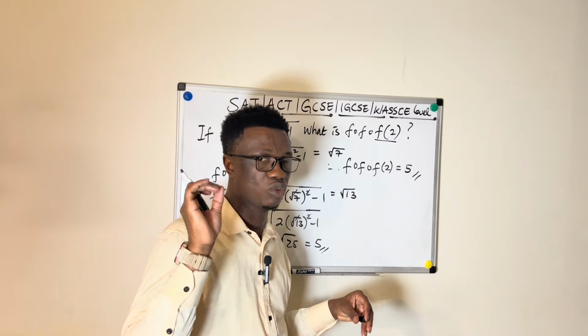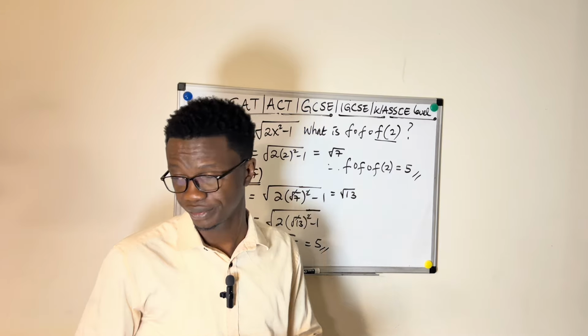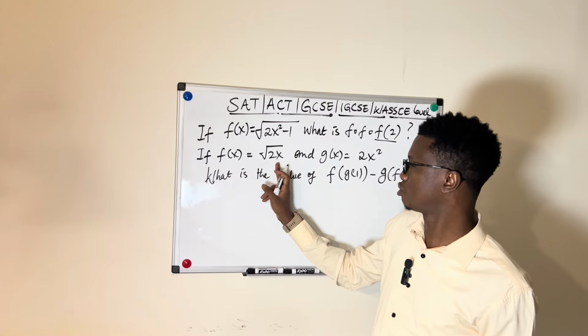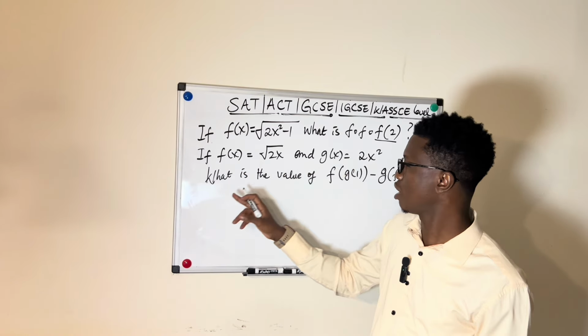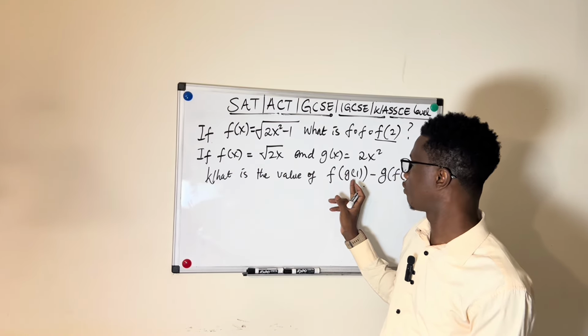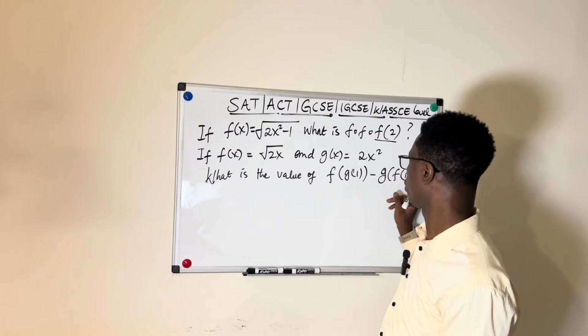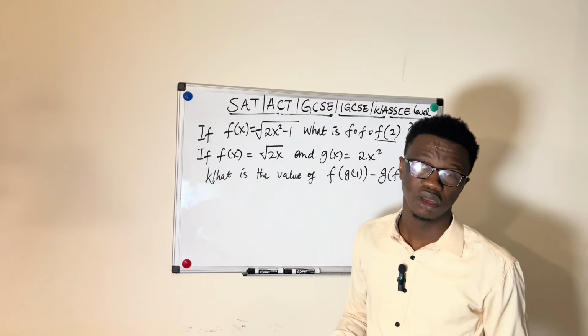Now let me give you what you need to try. Try this one. It says if f of x equals root 2x and g of x is this, what is the value of f of g of 1 minus g of f of 1?